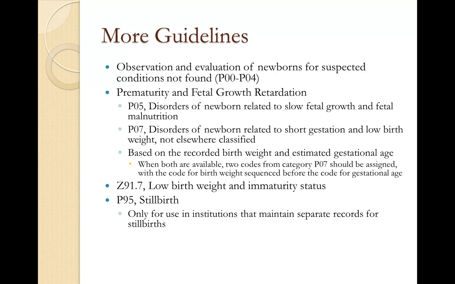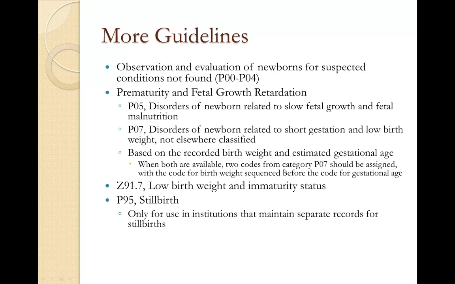Few more guidelines. We still have the section for observation and evaluation of newborns for suspected conditions. So a newborn could be brought in because there's something suspected but they don't actually find anything. Can use these P00 to P04. The prematurity and fetal growth retardation, we have P05 and P07. Just a quick note. If the record documents both the birth weight and the gestational age, then you actually get 2 codes here. You get one for low birth weight and then you get one for immature gestational age.